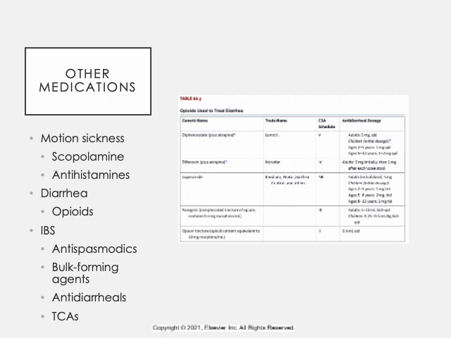The side effects are pretty similar to scopolamine. You're going to have the dry mouth, blurred vision, urinary retention, sometimes constipation, and this is because it's blocking the muscarinic receptors. Now, the antihistamines are less effective than scopolamine, and actually you can get Dramamine over the counter, whereas scopolamine patches, well, just scopolamine in general, you will have to get a prescription for it.